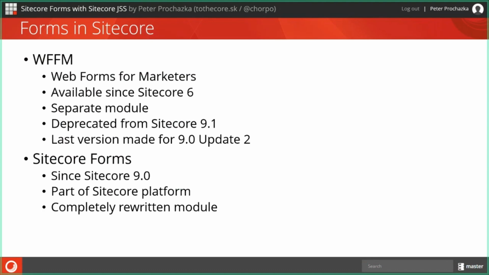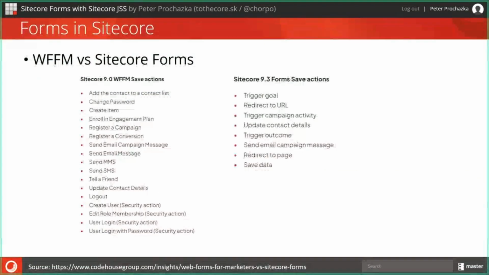At the beginning there were a couple of issues with this module because, if you compare the functionality between Web Forms for Marketers and Sitecore Forms itself, even in version 9.3 of Sitecore, they were not on par with the functionality. If we talk about save actions, as you can see on the left side, there were lots of save actions that you could use with Web Forms for Marketers. With Sitecore Forms, you had only a couple of them. And basically, in the initial version of Sitecore Forms with Sitecore 9.0, you couldn't even send an email, which was really not the best experience.